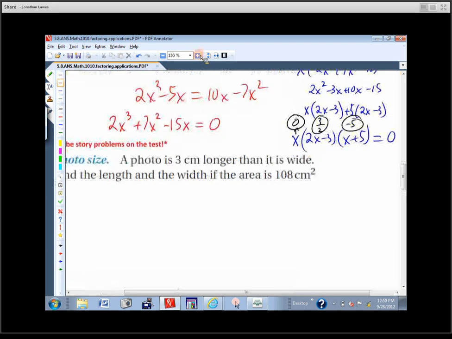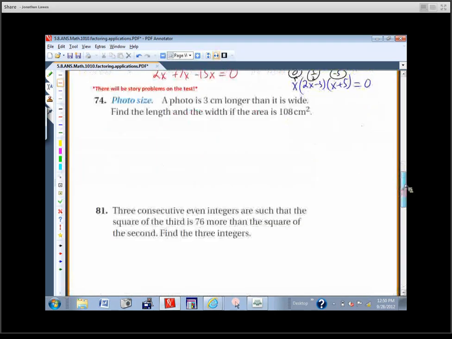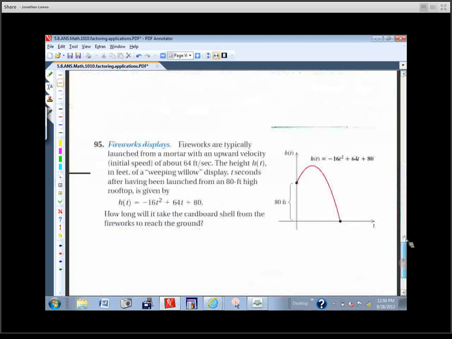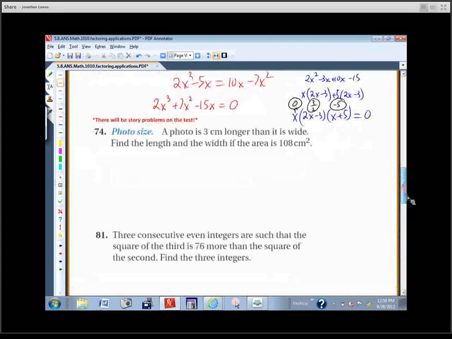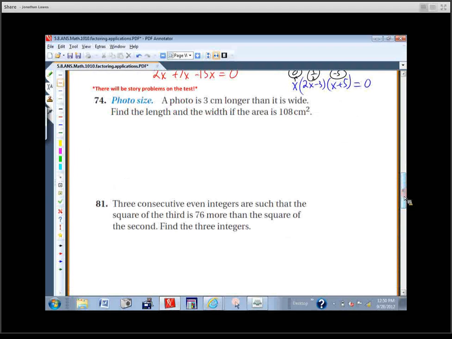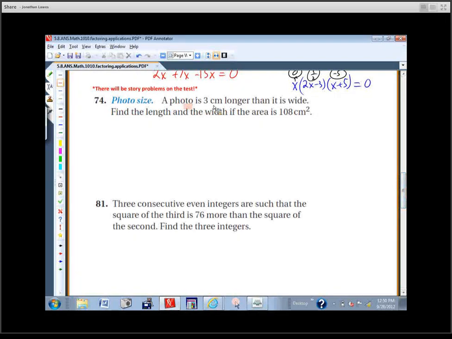Sure? Okay. So let's see, I've got a couple of story problems here. So let's run through these. A photo is 3 centimeters longer than it is wide. Find the length and the width if the area is 108 square centimeters. So if this is a problem on the assignment, what's the first thing you ought to do? What's that? Try and set up an equation. Even before you do that, draw a picture. It's about a rectangle. Let's draw a rectangle.